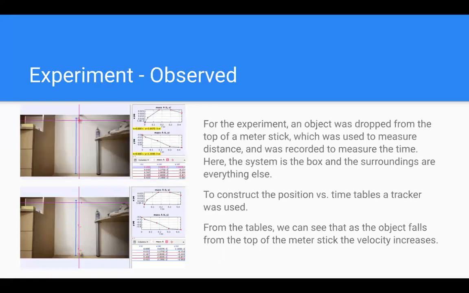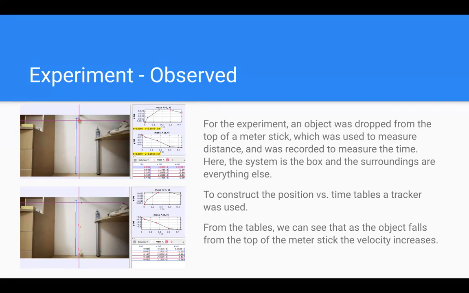So for this experiment, an object was dropped from the top of a meter stick, which was used to measure the distance, and time was recorded. Here, the system is the box, and the surroundings are everything else. So in this case, the system would be the item that was dropped. It was a small plush animal for this experiment, and the surroundings are everything else.